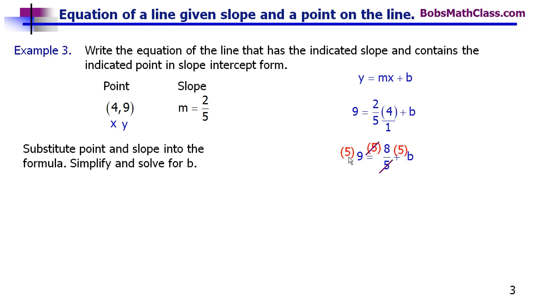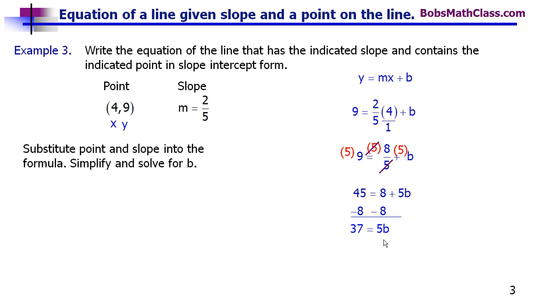So now we can multiply 5 times 9. That's 45. 8 times 1 here, well, that's just 8. And then 5 times b. So don't forget about multiplying the variable by 5 also. So you get 45 equals 8 plus 5b. Subtract 8 on both sides. 45 minus 8 is 37.